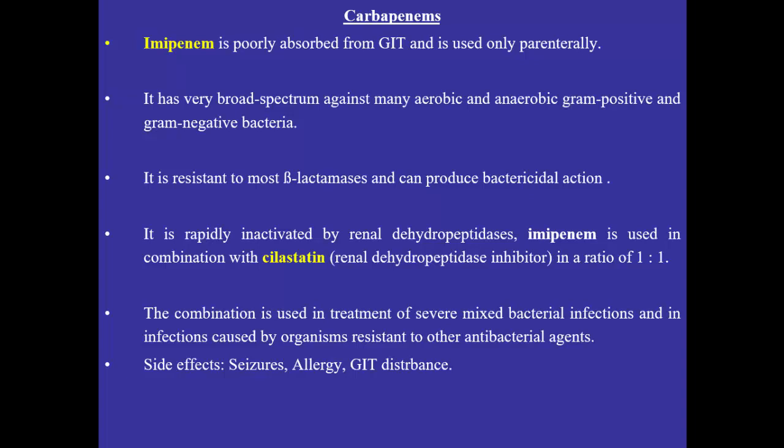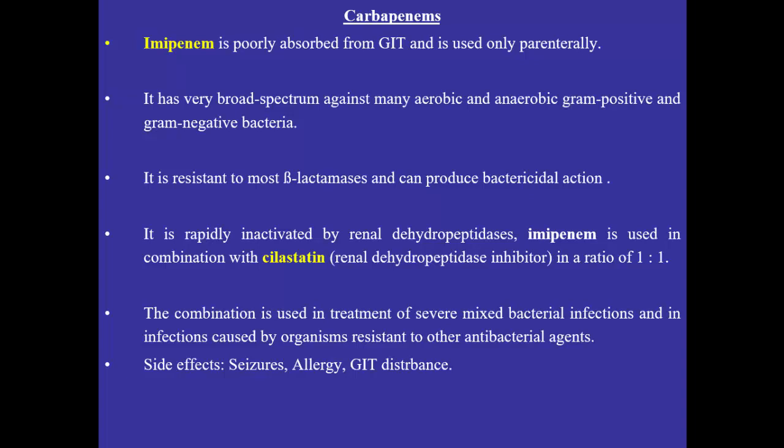It is rapidly inactivated by renal dehydropeptidase. Imipenem is used in combination with cilastatin, which is a renal dehydropeptidase inhibitor, in a ratio of 1:1. I use cilastatin to inhibit renal dehydropeptidase, which inactivates imipenem, and so imipenem will have a prolonged duration of action, and this is called a combination. Why? Or explain: I use cilastatin with imipenem because cilastatin is a renal dehydropeptidase inhibitor, and this enzyme is responsible for inactivation of imipenem. When I use this combination, I get the chance to prolong the duration of action of imipenem.